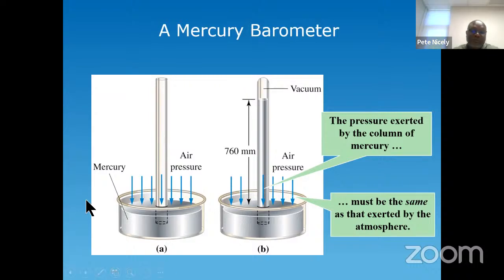So here we have 2 setups. The first setup here on the left is a trough filled with mercury, and inside that mercury is inserted a tube. Now this tube is opened at both ends.